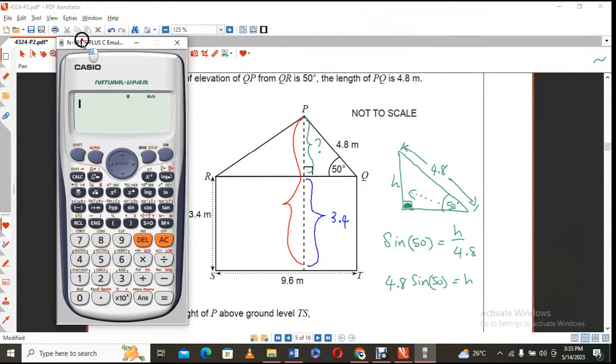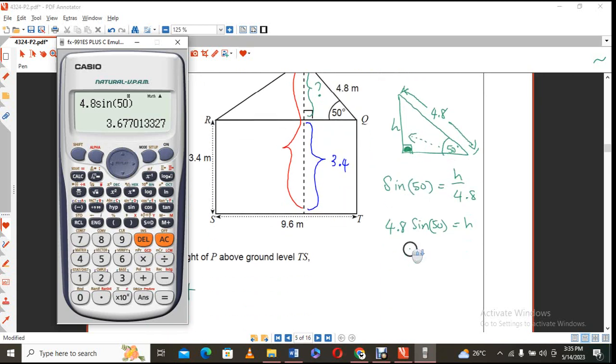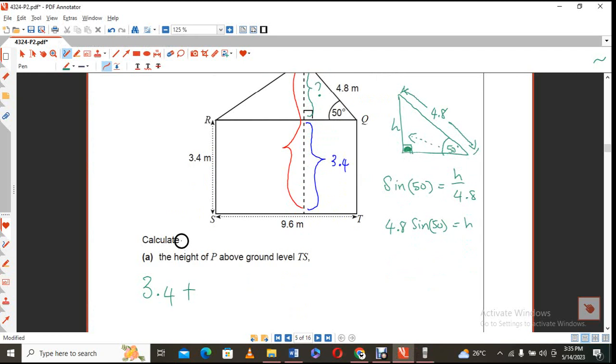So this implies that I should say 4.8 multiplied by, there's no need to write the multiplication if you put the 4.8 in front of the sine ratio, the sine of the angle 50 degrees. So you get 3.677. So I'm going to write that in here. So that's 3.67701, and so on.